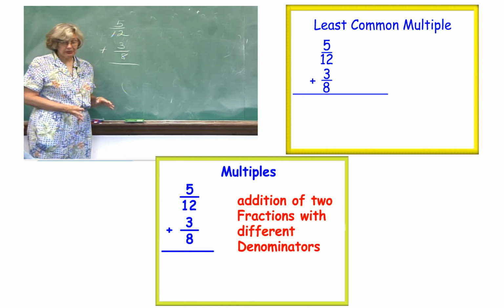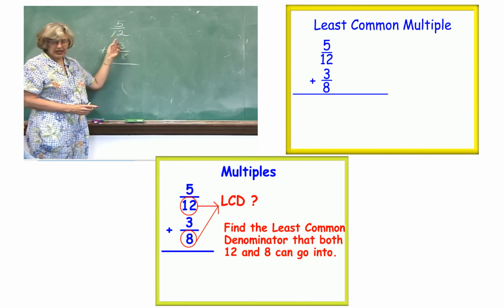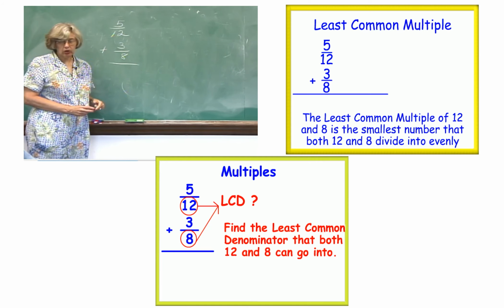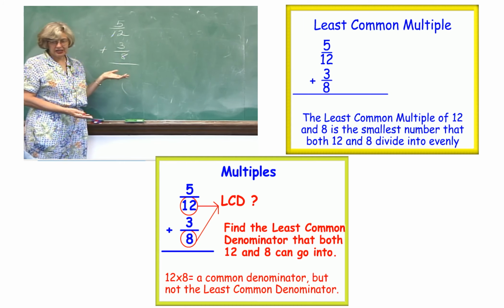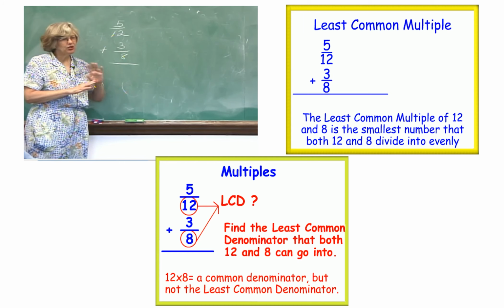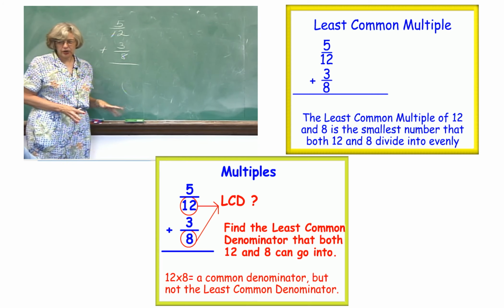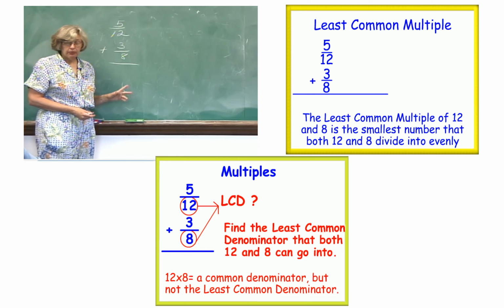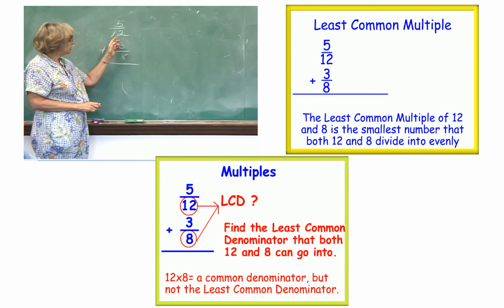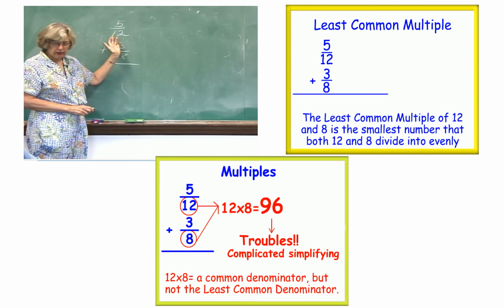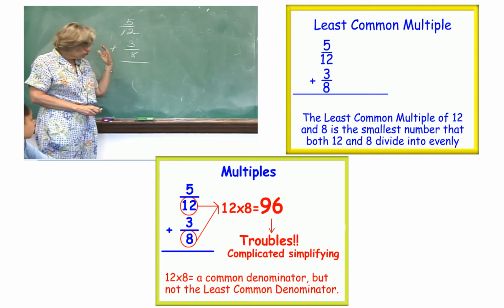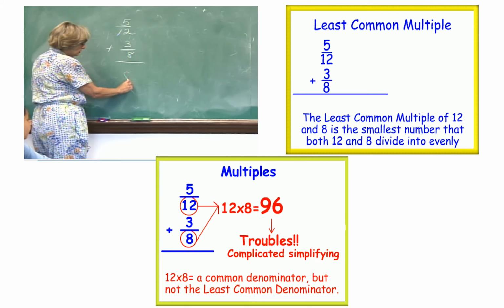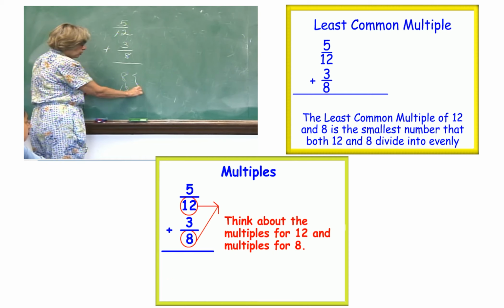Now, I've heard some kids say, multiply 8 times 12. That will work, but it's not the smallest number. If you do that and just do 12 times 8 and use 96 for a denominator, it's going to be a huge number. You're going to get yourself into a lot of trouble with having to simplify. So what you really want to do here is think about multiples of 12 and think about multiples of 8, until you have one that's in both rows.